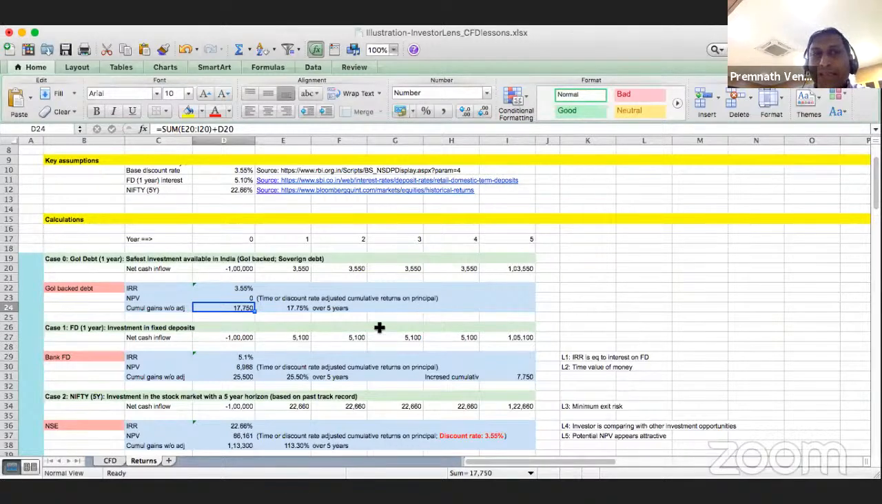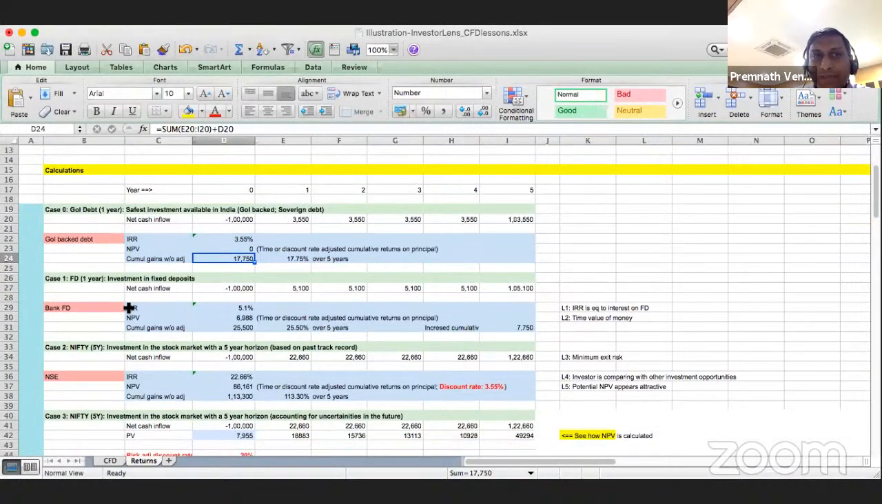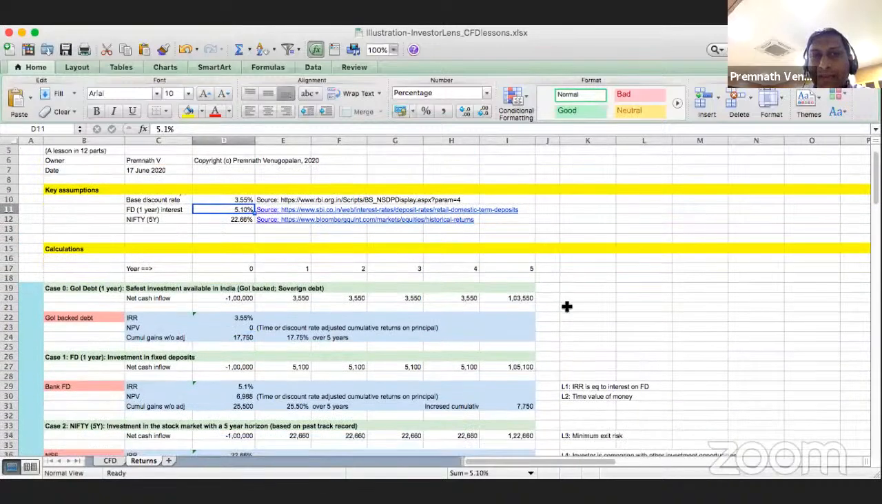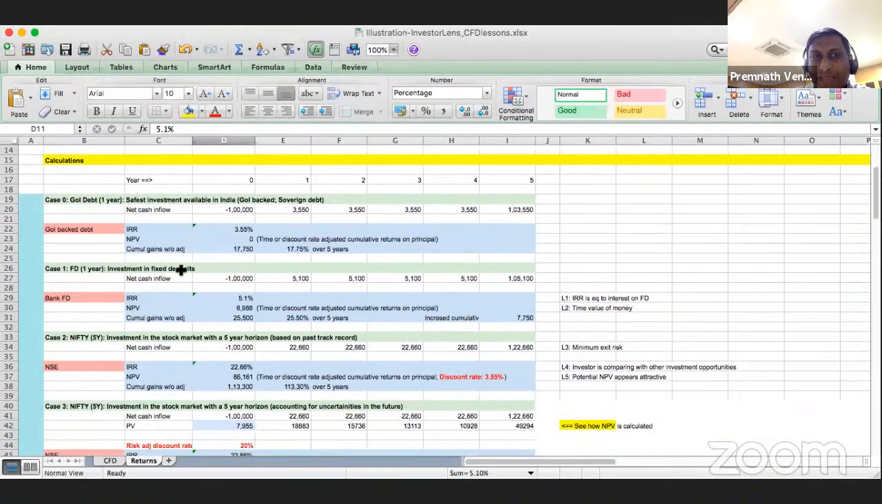Now let's look at an FD. If it's an FD of 1 year, you remember I had told you that this is about 5%. Look at what happens in the case of an FD. You can see IRR is 5.1. By the way, the numbers have changed.